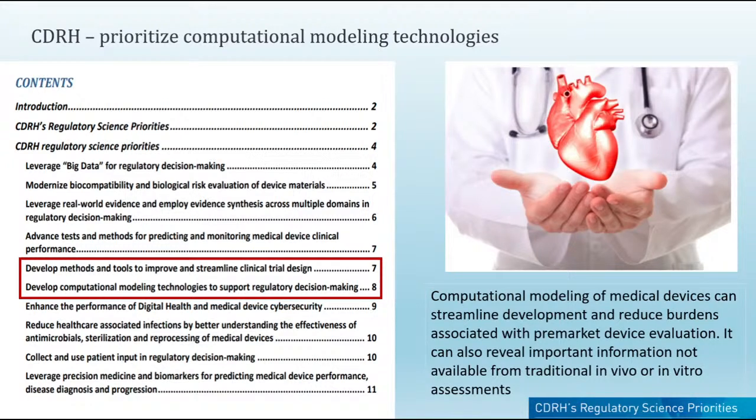So if we look at the CDRH Regulatory Science Priorities publication, a lot of the FDA goals related to simulation are published in the various documentation they've released over the years. One of the key priorities in FDA's science priorities is to develop tools and methods to improve and streamline clinical trial design and develop computational modeling technologies to support regulatory decision making. So you can see very specifically the FDA, the CDRH specifically, is very much looking to use computational modeling to help them streamline development and reduce the burden associated with pre-market device evaluations.